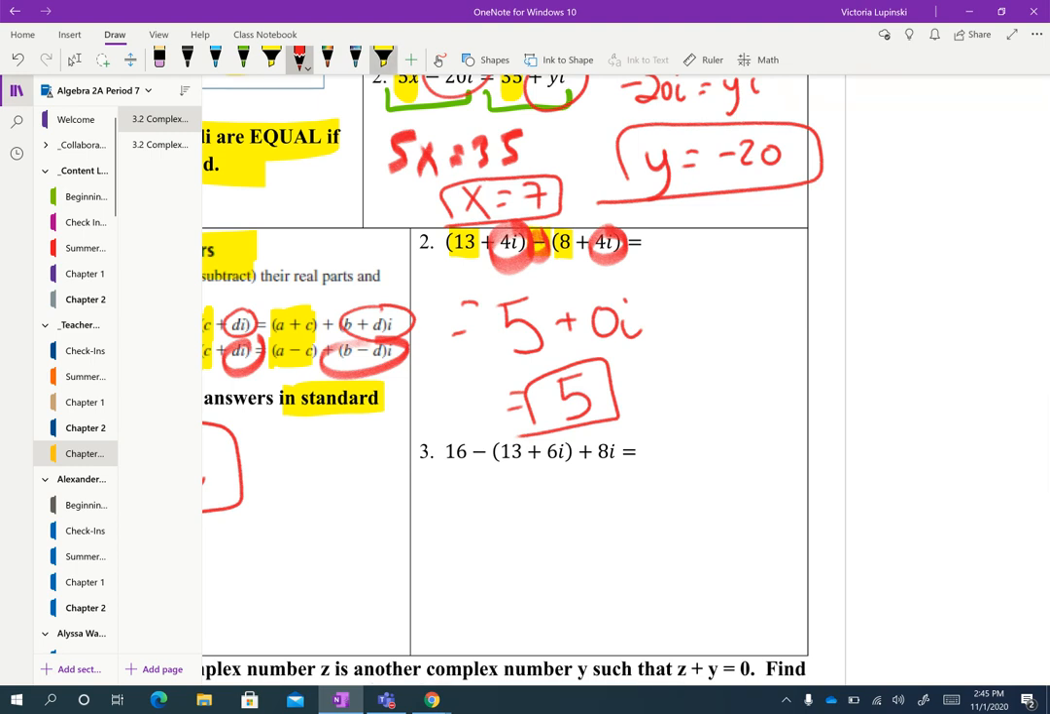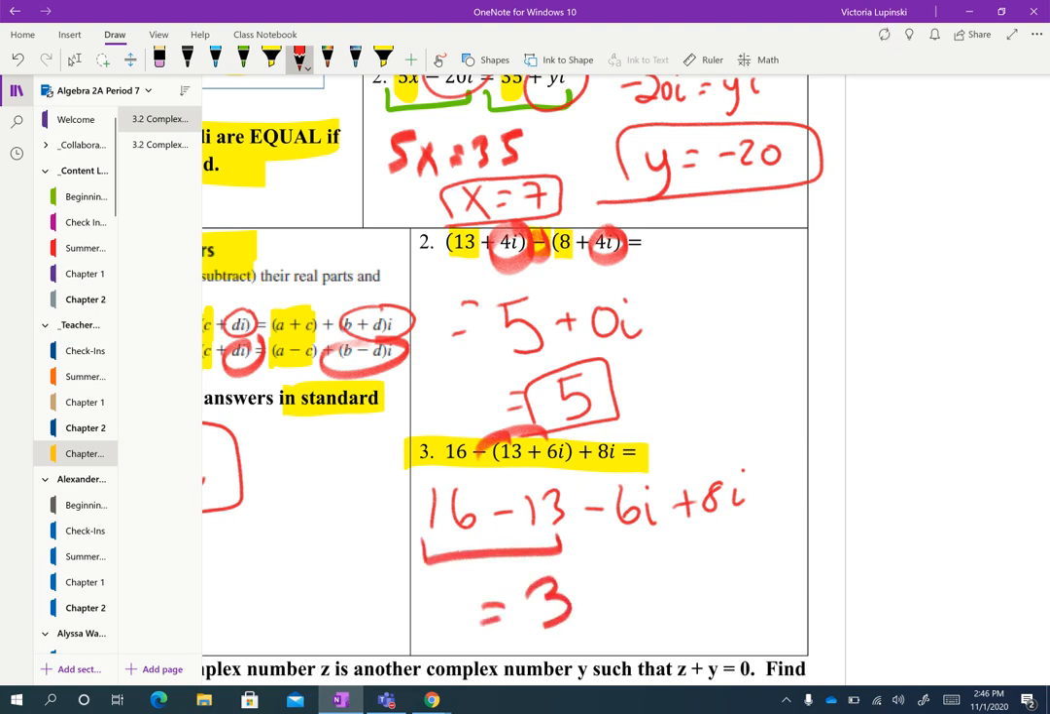Last but not least, number 3, so you're trying to add and subtract like terms. I'm going to go ahead and start by distributing the subtraction. So that's going to give me a 16 minus a 13 minus a 6i plus an 8i. You're going to combine only the real part first. 16 minus 13 is 3. Then you're going to combine just the imaginary part, which is 3 plus 2i.